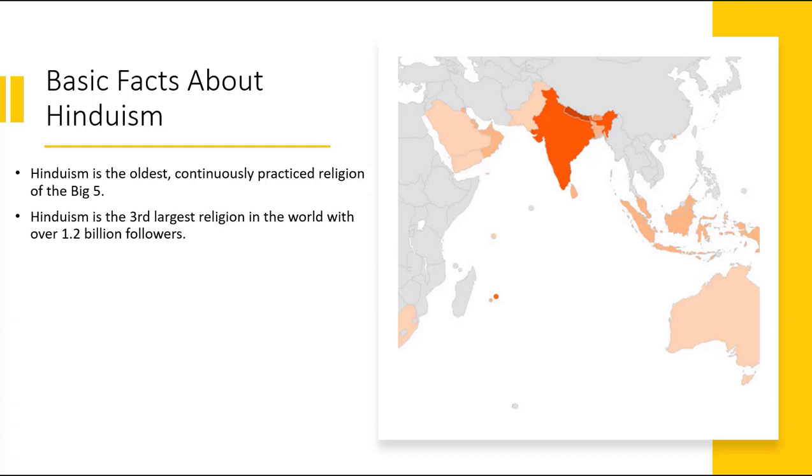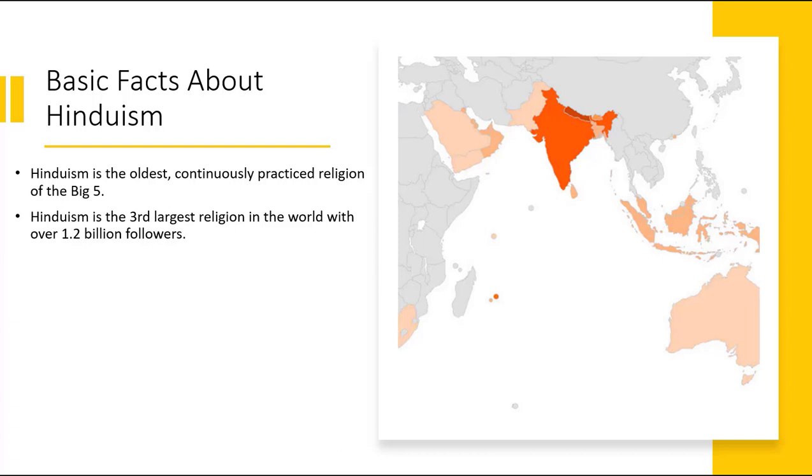Hinduism is also the third largest religion that we're going to talk about in this course, with over 1.2 billion followers, and followers that are consistently growing every year, in part because of India's population, as India is a growing, developing nation that will soon surpass China as the world's most populous country on the globe.